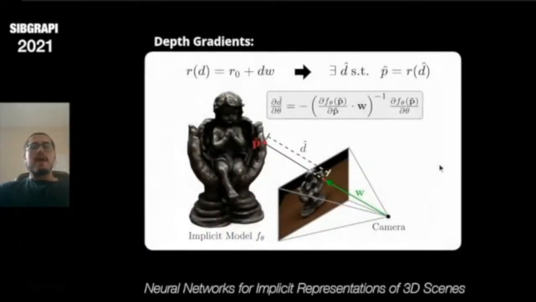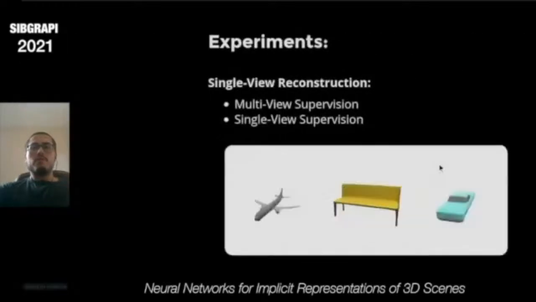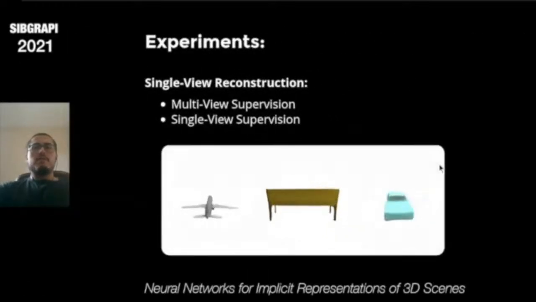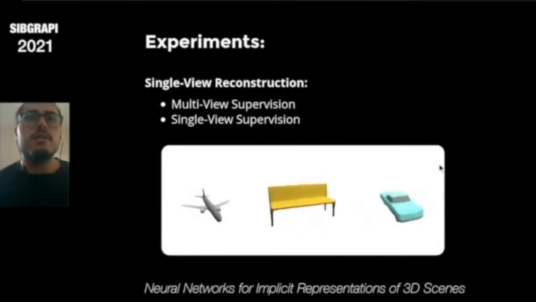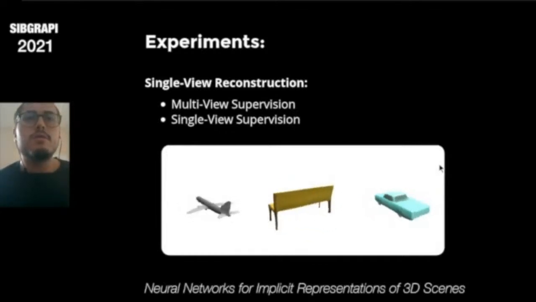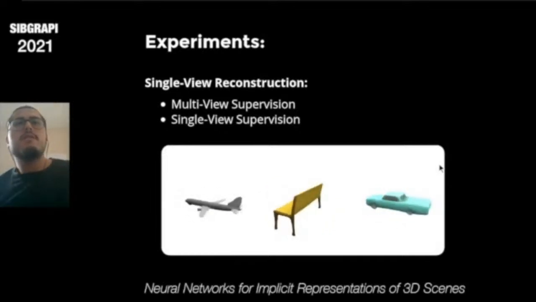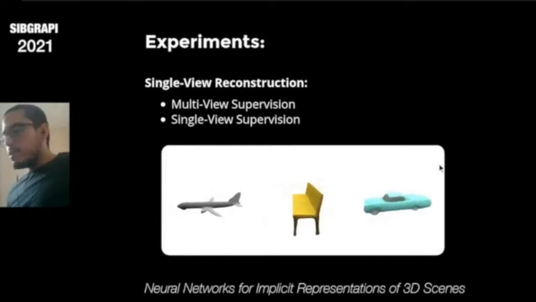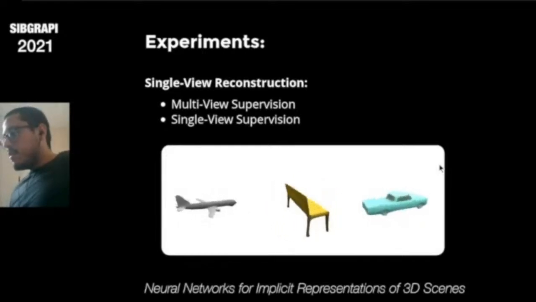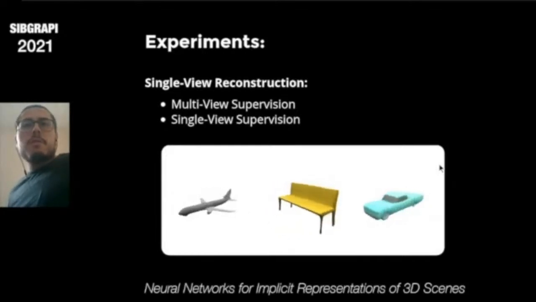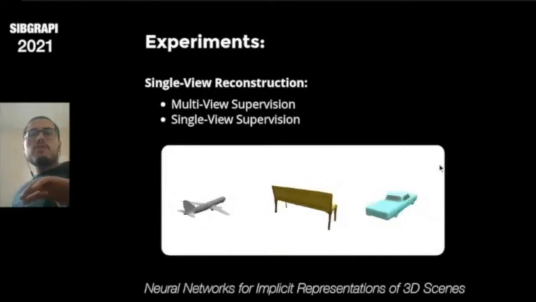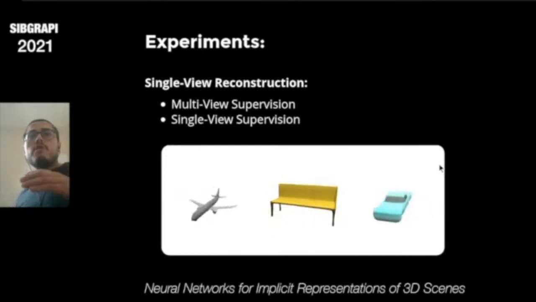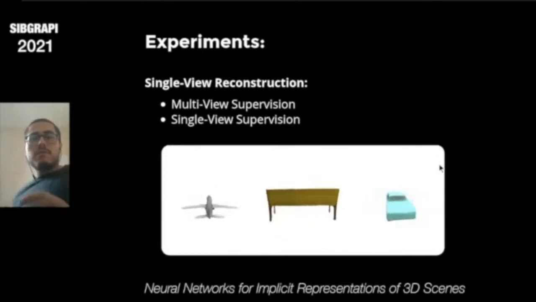So now we already have the full pipeline to differentiate our new model, and now I present the experiments that they did. They did essentially three experiments. Single view reconstruction, where the supervision is done with many images, many objects and many images. So a single network is able to do single view reconstruction across many images.